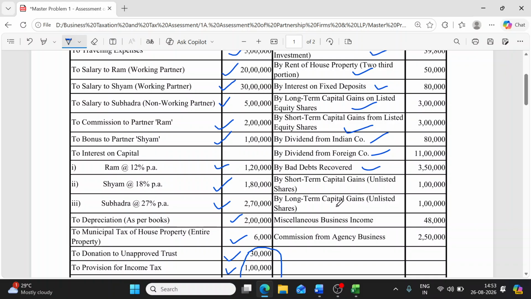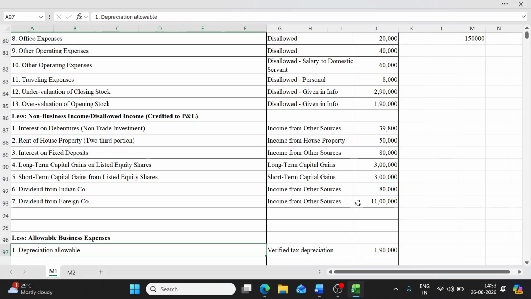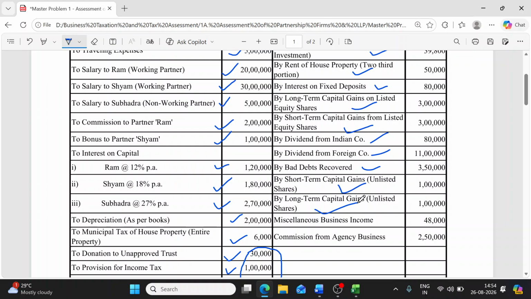Okay, but the next is short term capital gain on unlisted share and long term capital gain on unlisted share. Now these two by nature should be shown under the head capital gains, and the figure is 1 lakh and 1 lakh, and these two are recorded here on the credit side of profit loss account. So let's deduct these two. Because these two are non-business incomes and their income head is different, that is capital gain. Okay, I think credit side.